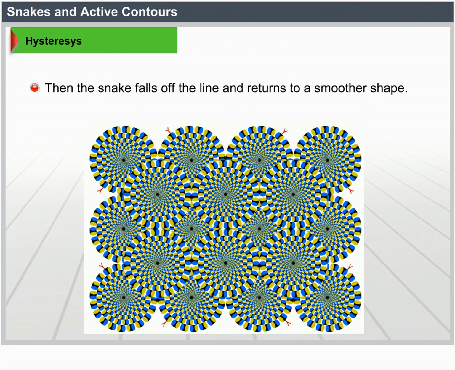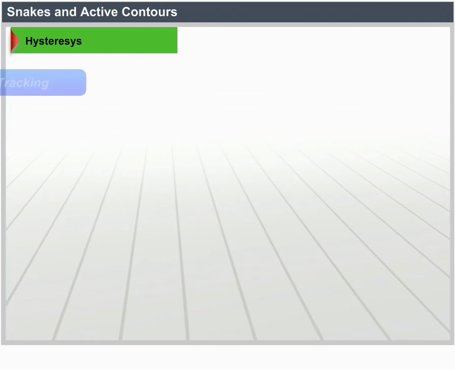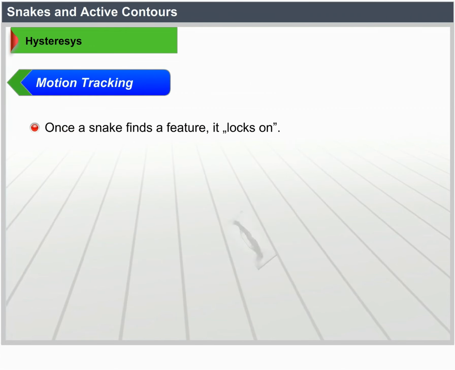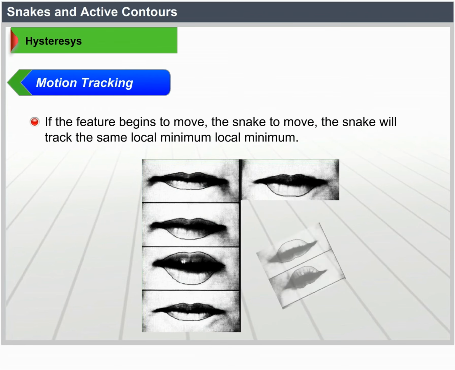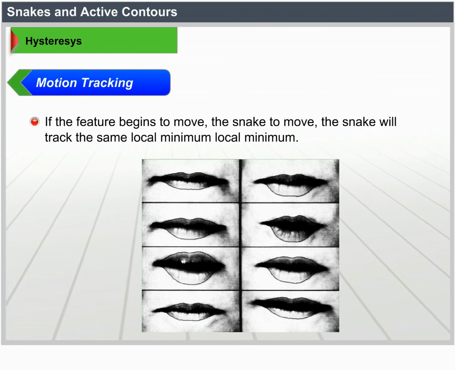Motion tracking. Once a snake finds a feature, it locks on. If the feature begins to move, the snake will track the same local minimum. Fast motion could cause a snake to flip into a different minimum.